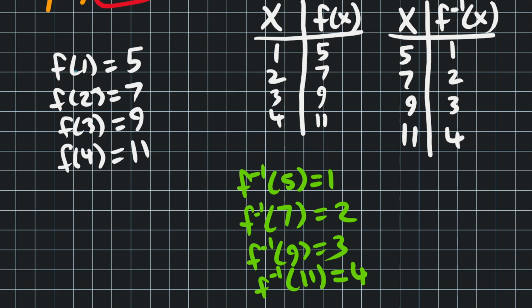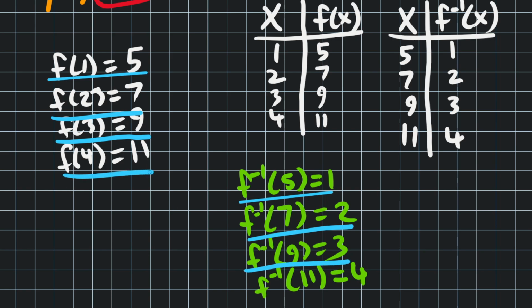So it's the opposite of these ones right here, where f of 1 is 5, f inverse of 5 is 1. F of 2 is 7, f inverse of 7 is 2. F of 3 is 9, f inverse of 9 is 3. And f of 4 is 11, f inverse of 11 is 4. So that's how an inverse function works on a table. And that's what an inverse function does.